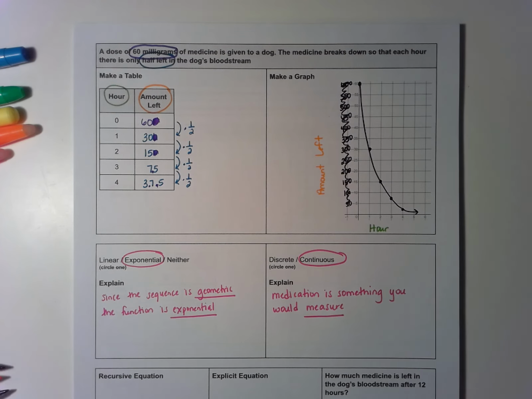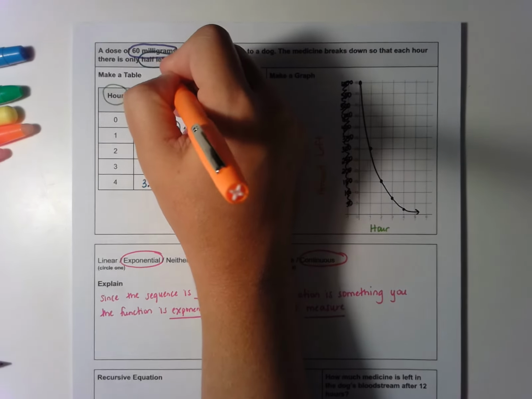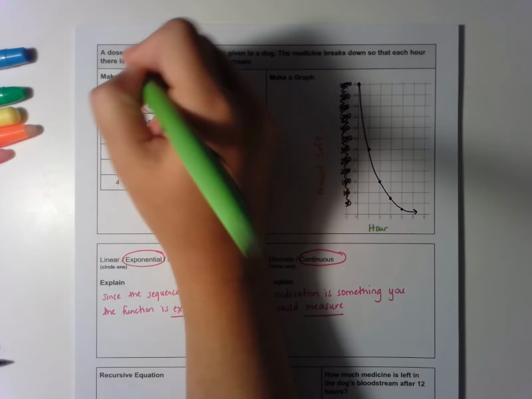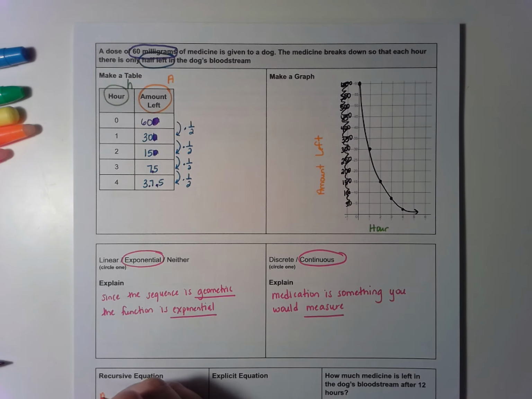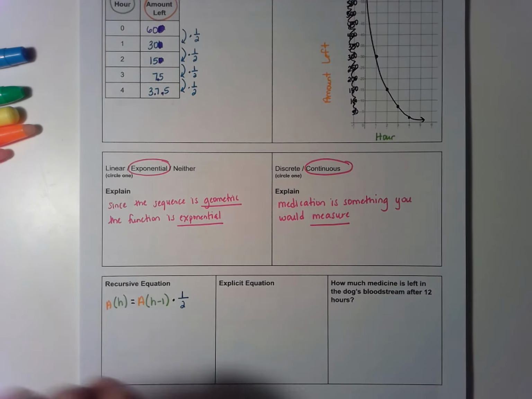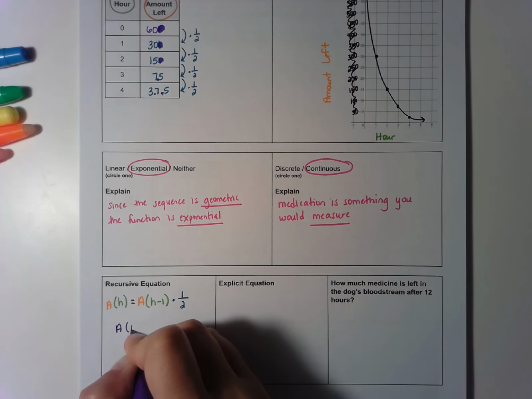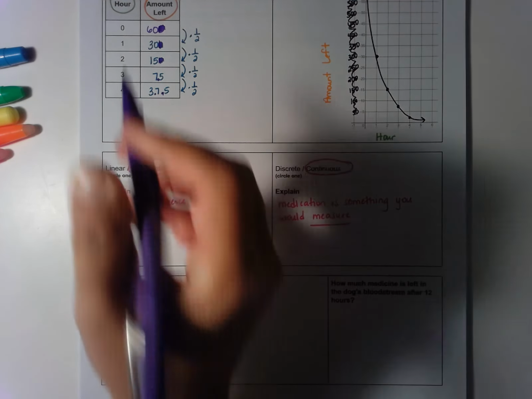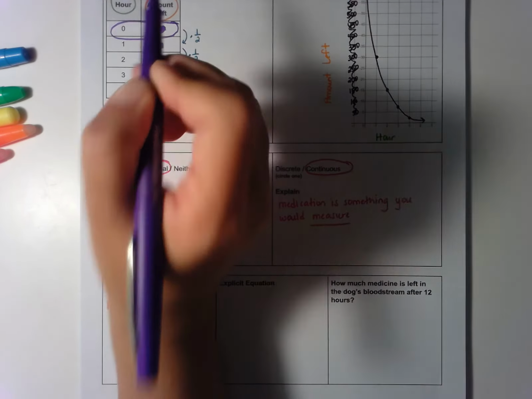Now let's write some equations. So my recursive equation, I'm going to use the variables A for amount left and H for hours. So I would have A of H is equal to A of H minus 1 and then times 1/2 because that's my common ratio. That's my pattern. I also would have the starting value A of 0 equals 60, and that would be in the first row of the table here.